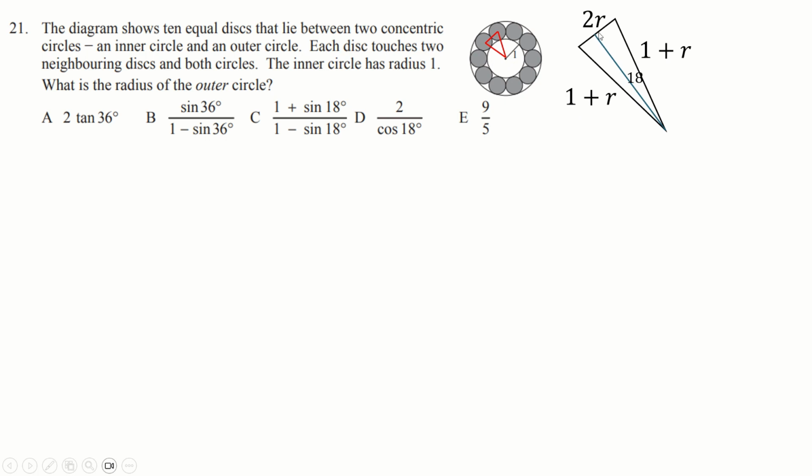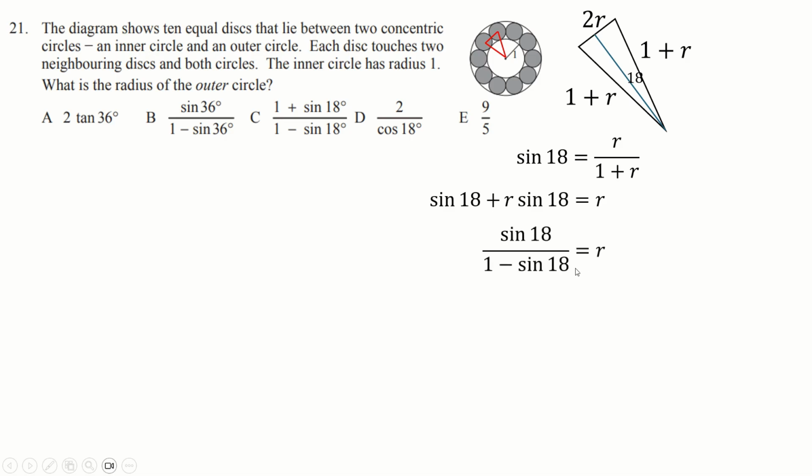So sine of 18 is this over that, where this is just r because it's half of the 2r, right? So that's sine of 18. I think I can rearrange that in terms of r by just timesing 1 plus r across, moving this to the left, factorizing the r, and then putting it back again. And I think I end up with this.